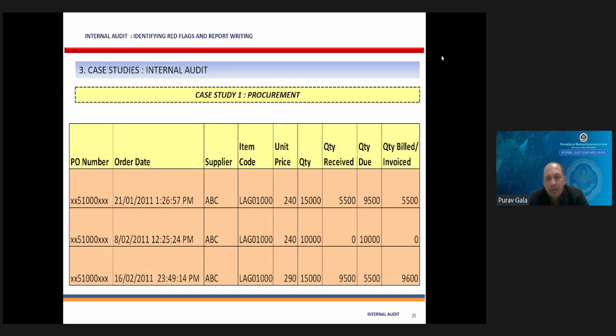Shobha ma'am just says invoiced quantity is more. Also, the rate is more in the last case. Correct, 290 instead of 240. Fantastic. Anything else? Along with 290, what do you see? Can you see the time? 9,500 and 9,600. Correct.